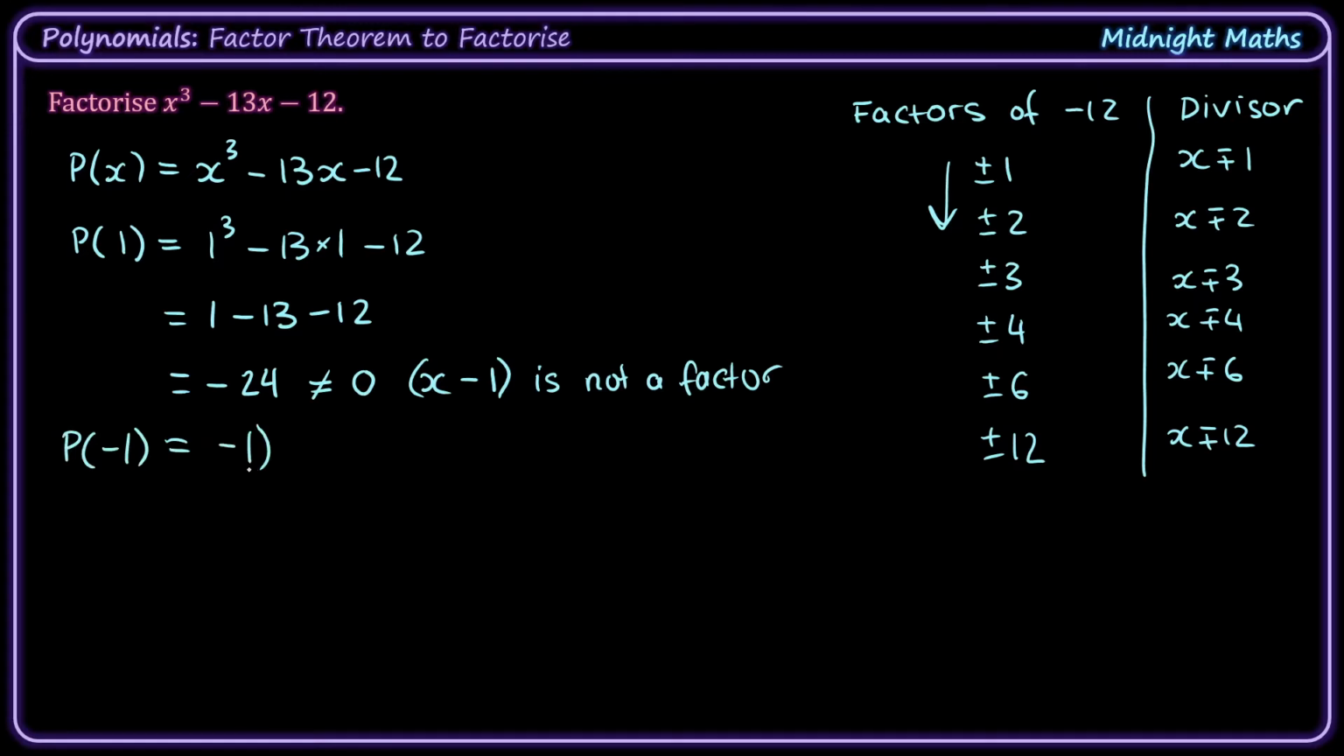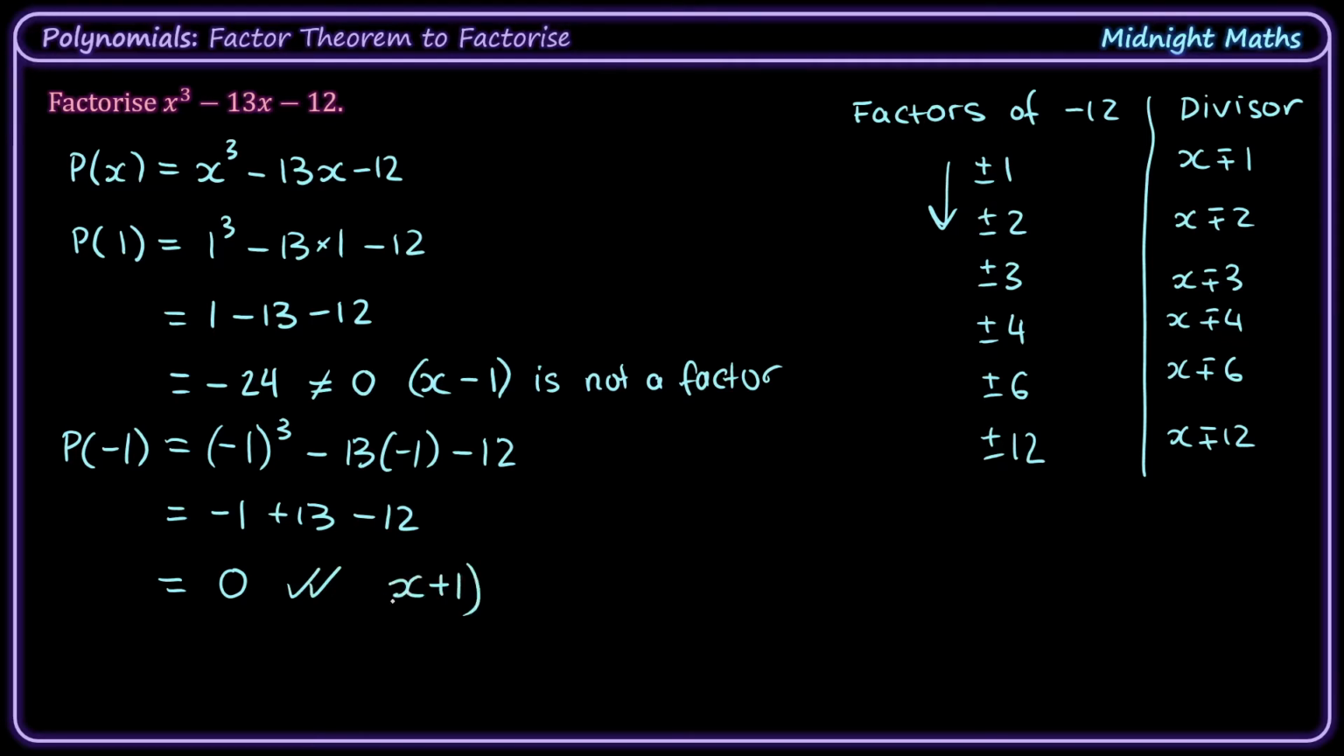So -1 cubed minus 13 times -1 minus 12. -1 cubed is -1. Minus 13 times -1 is plus 13, minus 12. And then -1 plus 13 is positive 12. Minus 12 is 0. Awesome. So we have found 0. This is great. That tells us that x plus 1 is a factor.